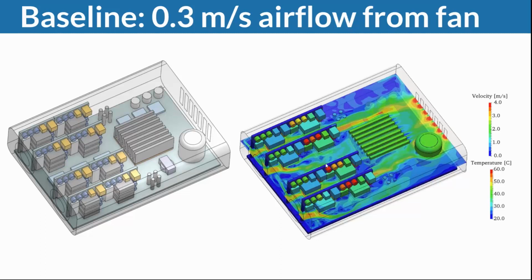And to give a quick preview, here on the right, you can see all solid components color-coded by temperature, right? We're going to analyze that in a second in more detail, and then we can see the air being color-coded by velocity, so how the air is moving around the solid components. We're going to look at the results in a second in more detail.